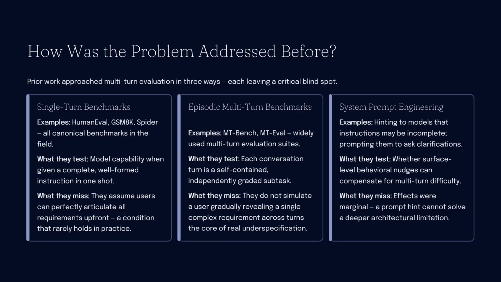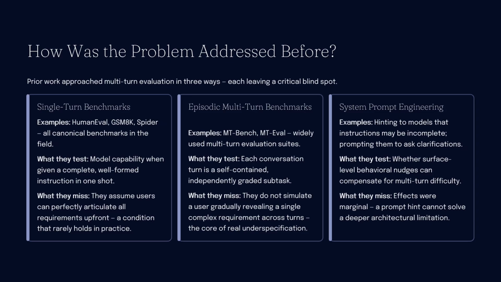So, how did prior work try to address this? There were three main approaches, and each one has a critical blind spot. First, single-turn benchmarks, things like HumanEval and Spider. These are the gold standard in the field, but they all assume that the user can perfectly articulate everything in one message upfront. But that's not realistic.